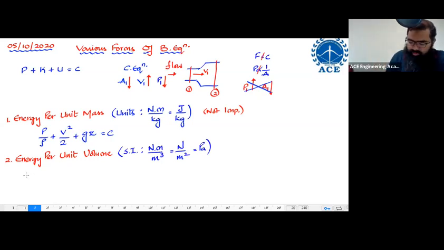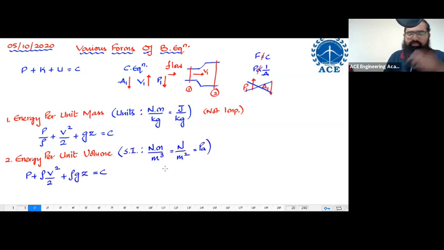The form over here goes something like this: P plus rho V square by 2 plus rho g Z is supposed to remain constant. This is the format we are going to have. Now, each term has a special name. Let us start writing the names over here.